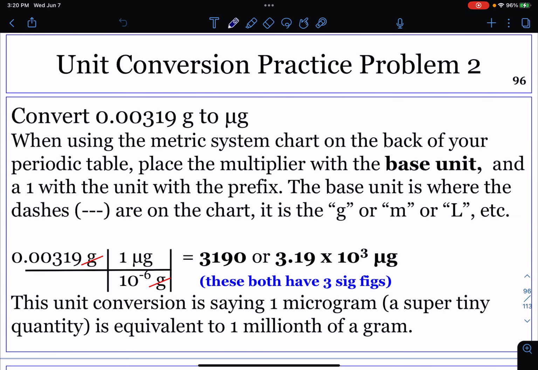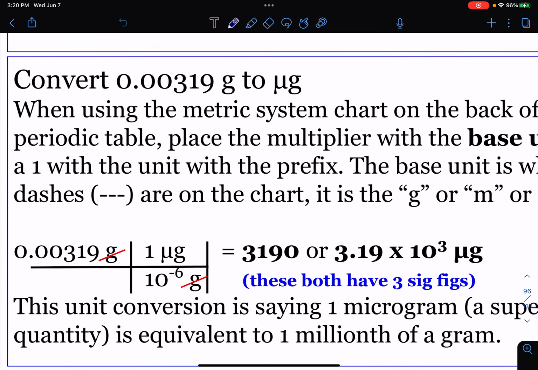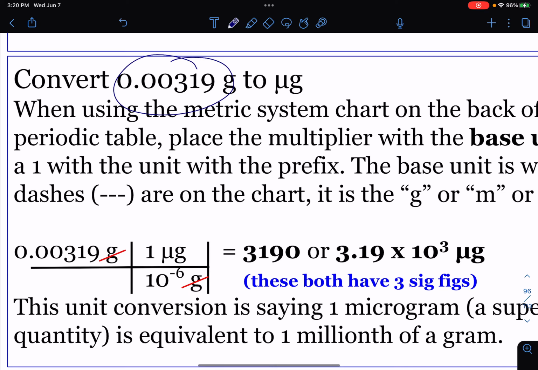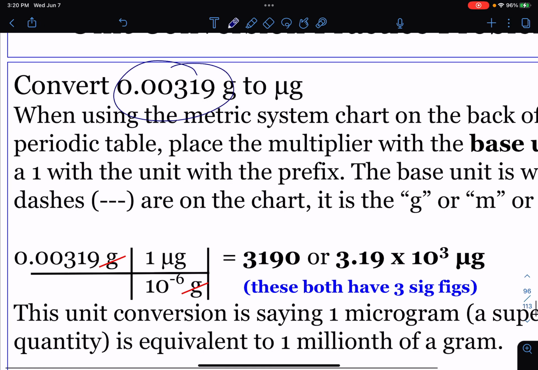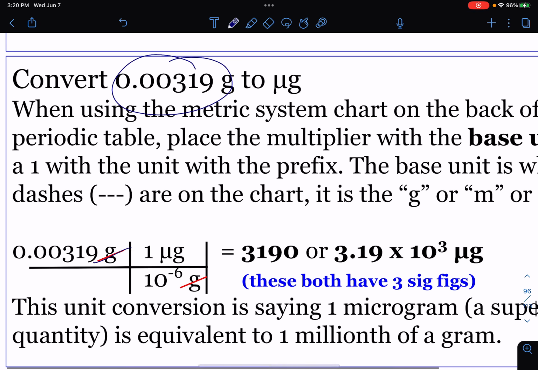So again, when using the metric system chart on the back of your periodic table, place the multiplier with the base unit, the gram, and then a 1 with the unit with the prefix. So we'd set it up like this. This is the measured quantity. We're starting with that one here in the first spot. We want to put grams on bottom so that our grams cancel. See my little red line where I'm canceling the grams out.